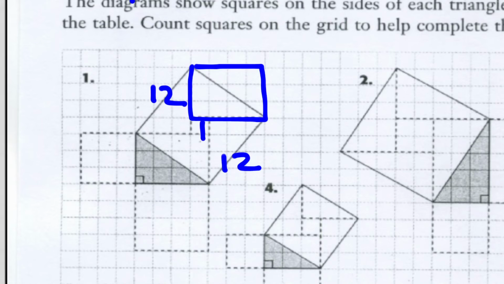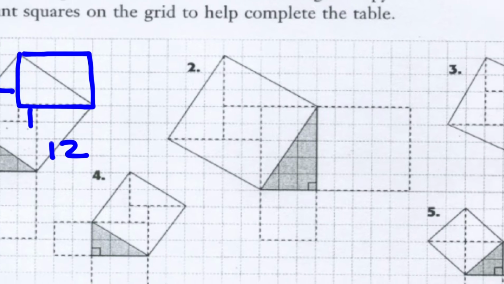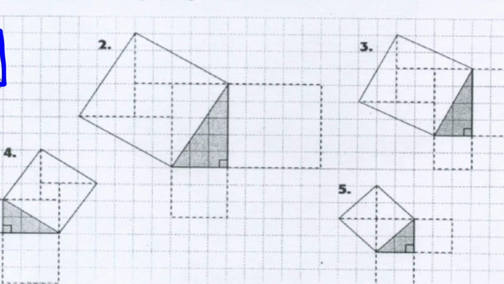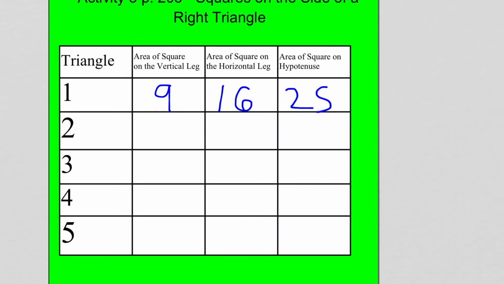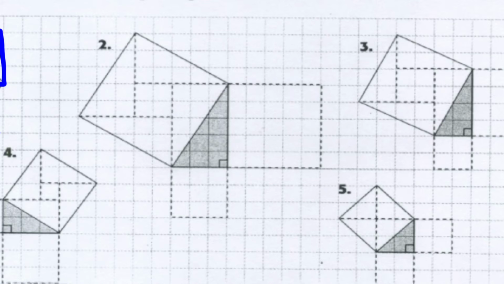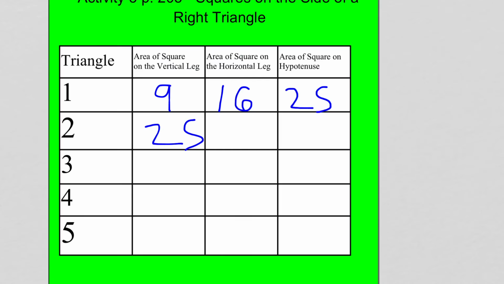Now let's do the same thing in number 2. The area of the square on my vertical leg, this one here, is 5, 10, 15, 20, 25. So the vertical leg square is 25. All right. The horizontal leg square is 3, 6, 9. So this one is 9.